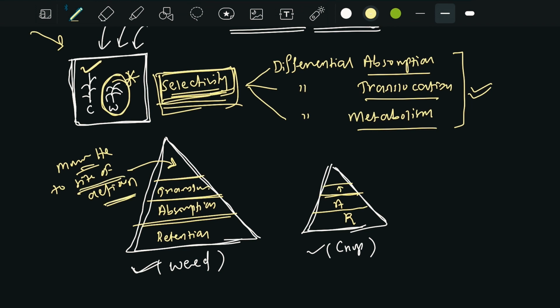So अगर translocation ज़्यादा हुआ weed में, if the translocation is higher in case of weed, that means more herbicide will reach the site of action. Clear? So here you can see in case of weed, the retention is higher, the absorption is higher, the translocation is higher, as well as the herbicide reaching the site of action is higher. So the weed will get controlled and killed, and there will be no phytotoxic effect on the crop plant. So this is some kind of mechanism or principle of selectivity.